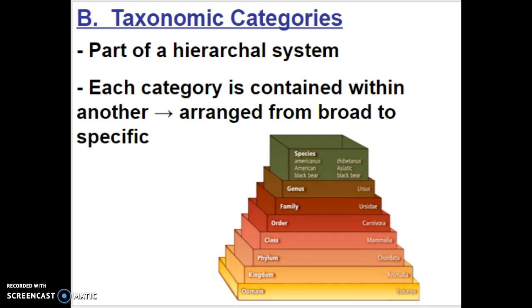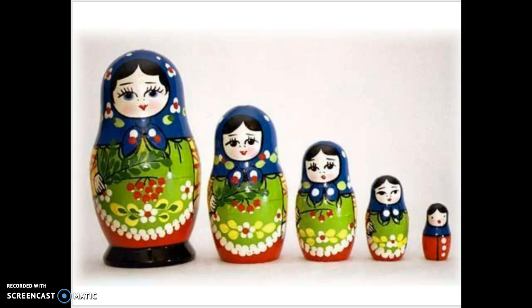So everything in taxonomy fits into another category. It's like those Russian nesting dolls, where the big mama doll comes apart, and then there's a little one, and you take that apart, and there's another little one inside that, and so on, until you get the teeny tiny doll. So the large doll would, for example, be like a domain. The next largest doll would be a kingdom, etc., etc.